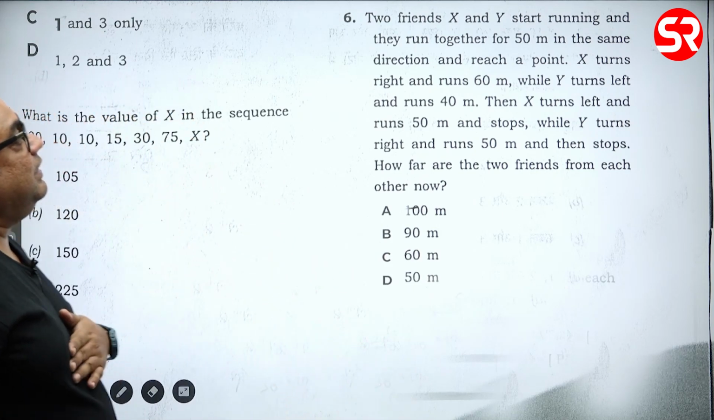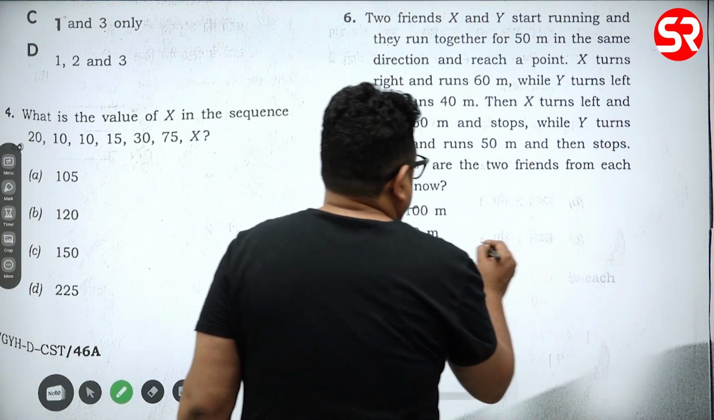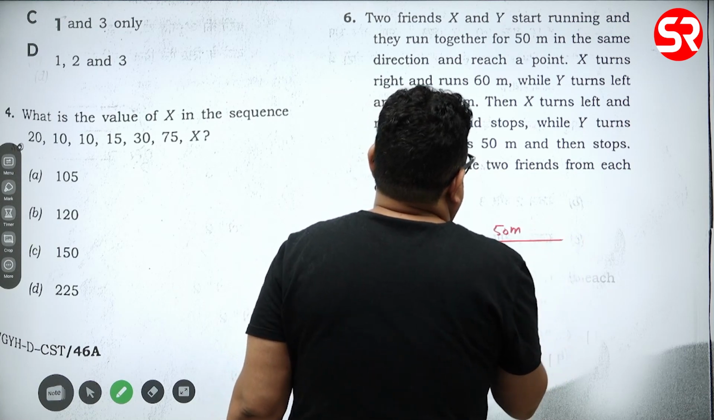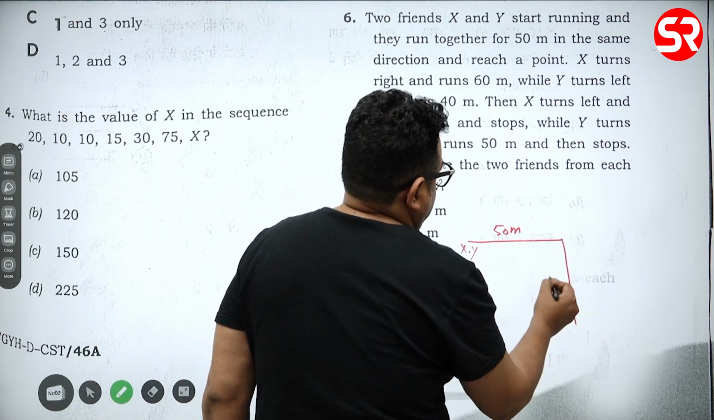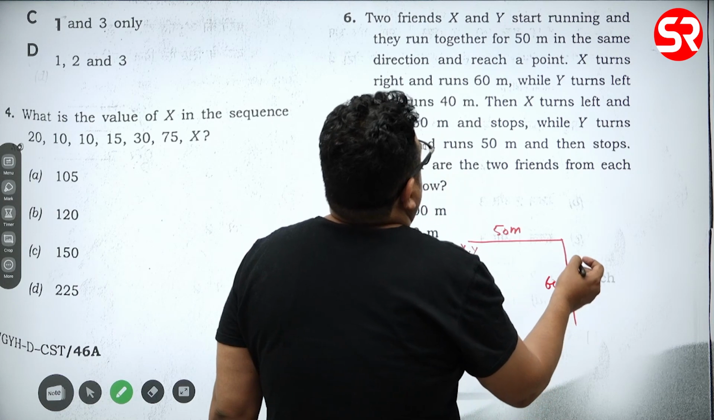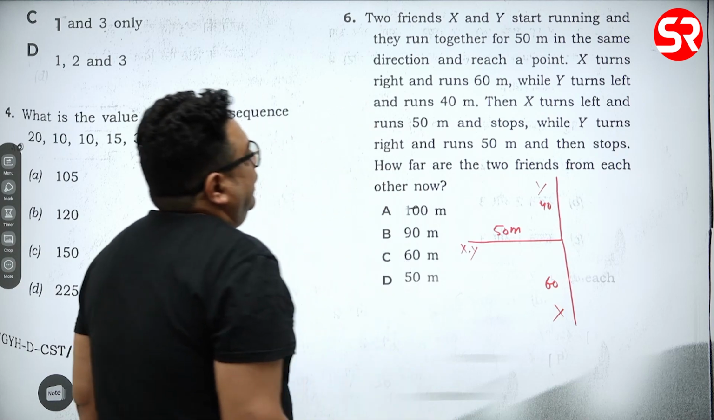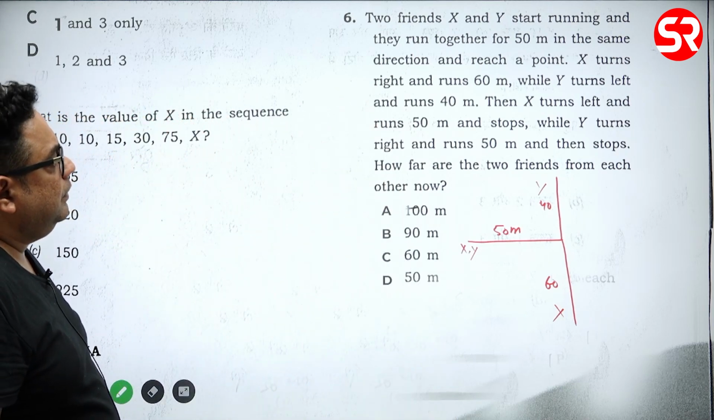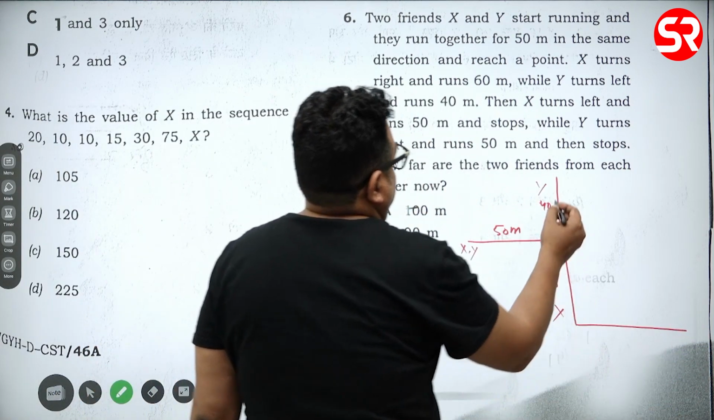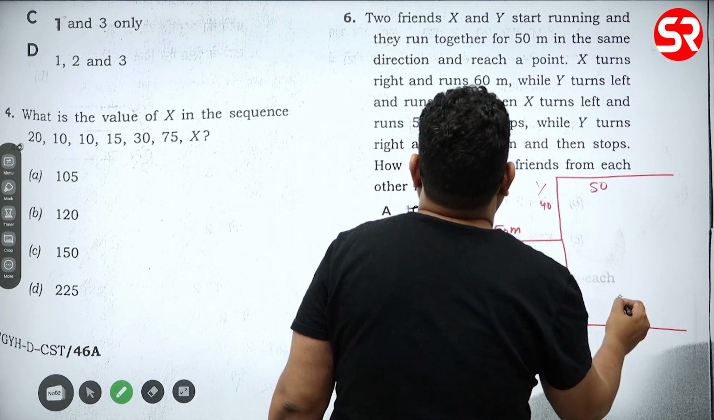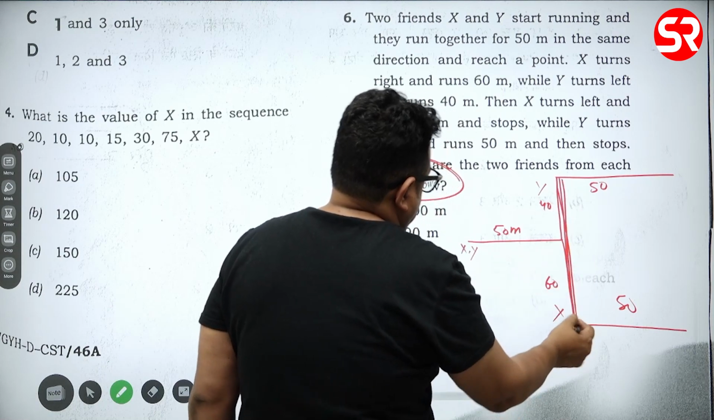So he says two friends X and Y are running and they run together for 50 meters in the same direction. 50 meters, X and Y together. And then X turns right, 60 meters, and Y turns left, 40 meters. Then X turns left and Y turns right, 50 meters, 50 meters. How far are the friends now? Come on, the distance would remain the same, isn't it? So the distance is 100.